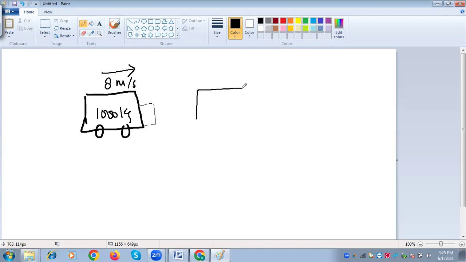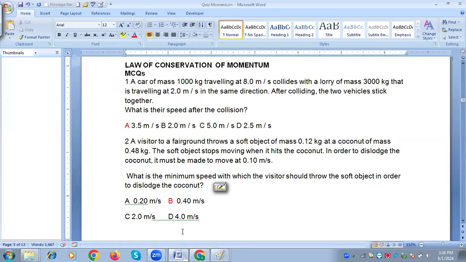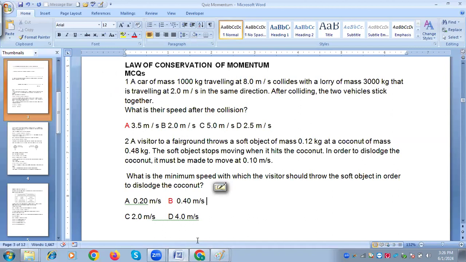So there is another body, and that is the lorry, and the mass of the lorry is 3000 kg. If this is M1, this will be U1. This is M2. What is the velocity with which this lorry is moving initially? The lorry is moving at 2 meter per second. Of course, the car is moving faster, so that will be catching up with the lorry, and now they stick together during the collision and they move with the common velocity. So the famous formula will be applied here.